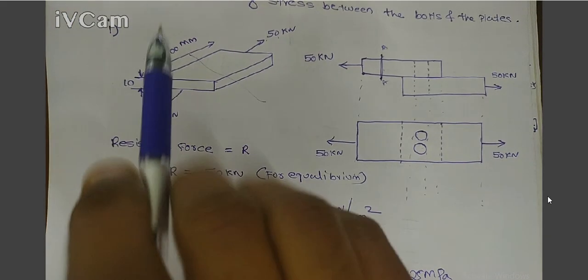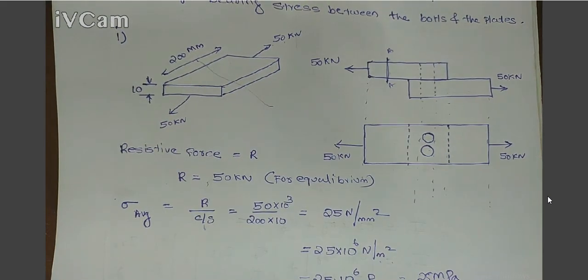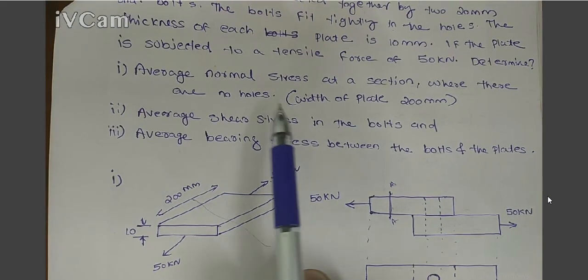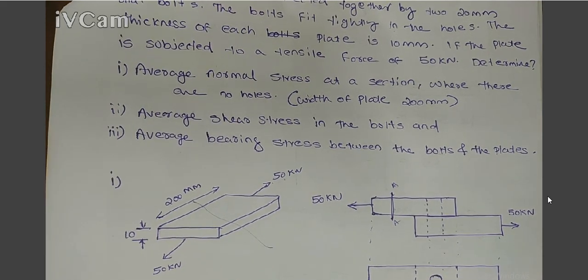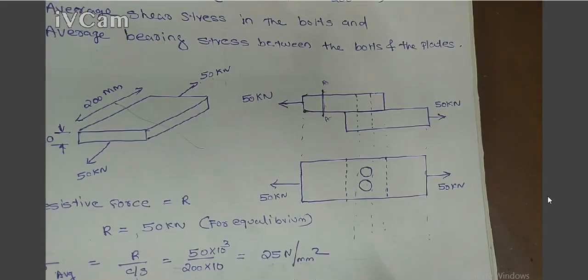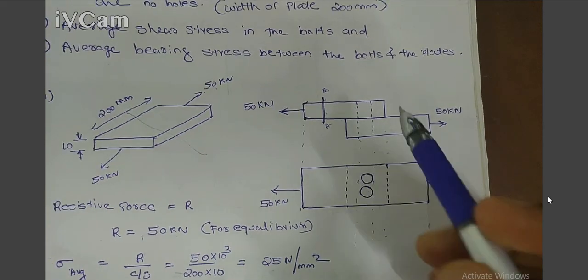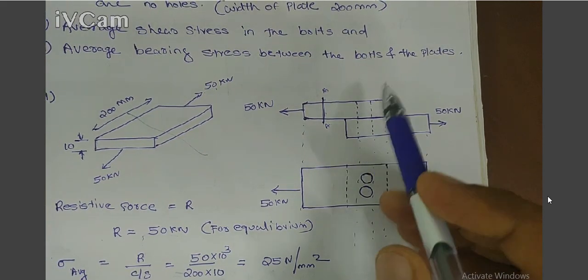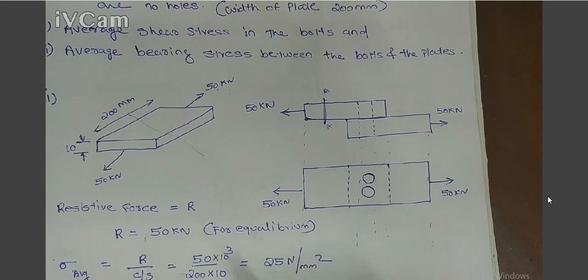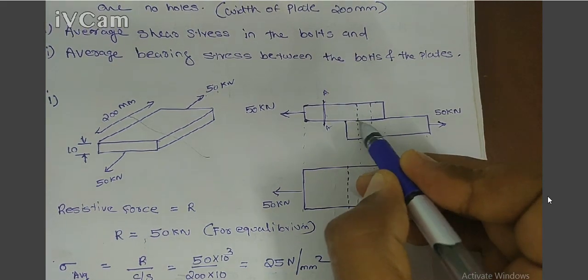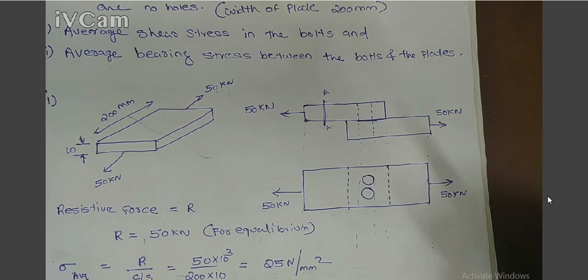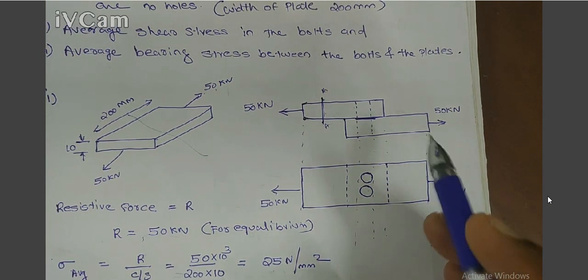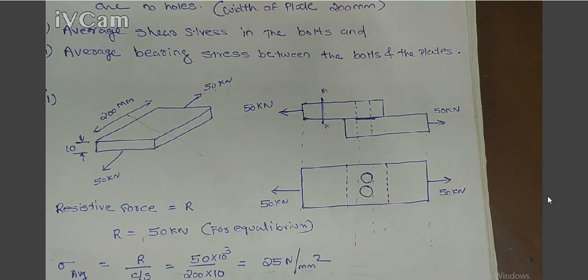Next question is to calculate the average shear stress in the bolt. Okay, so here in this bolt, where is the plane which resists the shear force? This is the area where the bolt is resisting the shear force. Right here, if you take the cross section of the bolt.